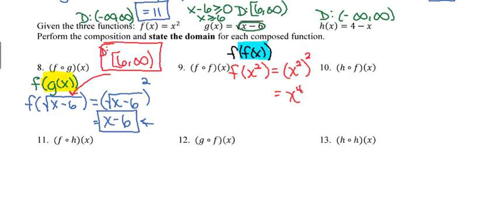And now I have to think about my domain restrictions. I have to consider my domain restrictions on my input. Well, my input was that x squared, whose domain was all real numbers with no restrictions. So I like that. The output was x to the fourth, again with no restrictions. So no restrictions on the input and no restrictions on the output, or the resulting function, mean no restrictions on our domain here: negative infinity to infinity.